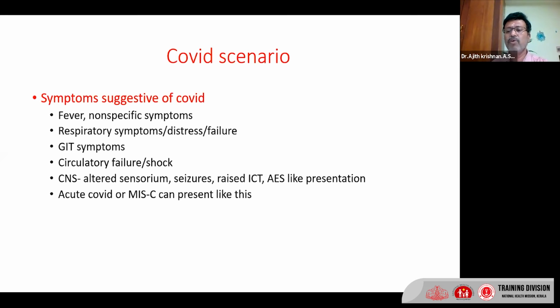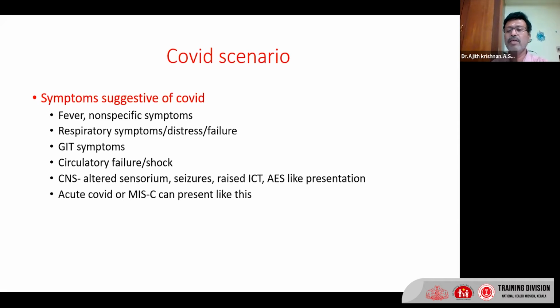Then CNS, more and more cases are coming now with CNS manifestations like altered sensorium, seizures, raised intracranial tension, and acute encephalopathic syndrome like presentation. And see, all these presentations may be even in acute COVID as well as in MISC situation. You can see all these problems. So there is quite an overlap in the symptoms. All the symptoms may be present during acute COVID as well as in MISC.